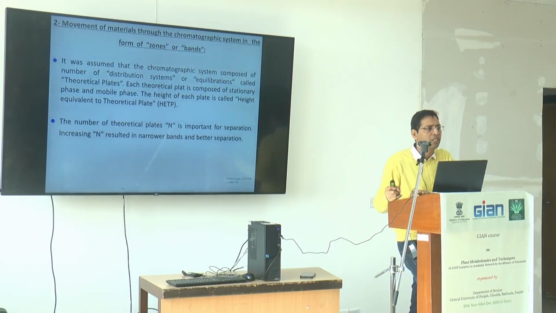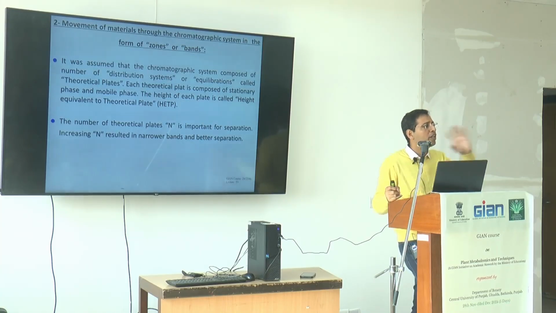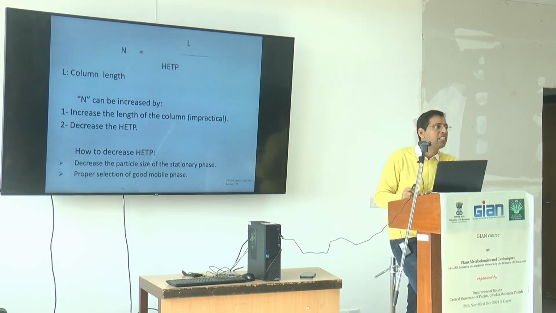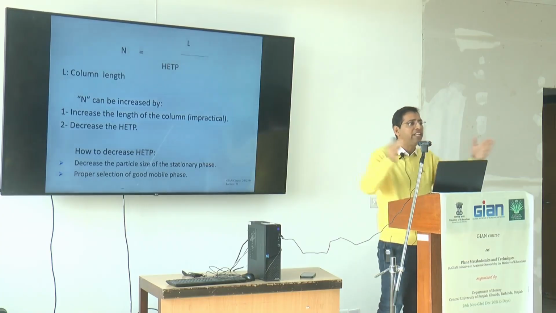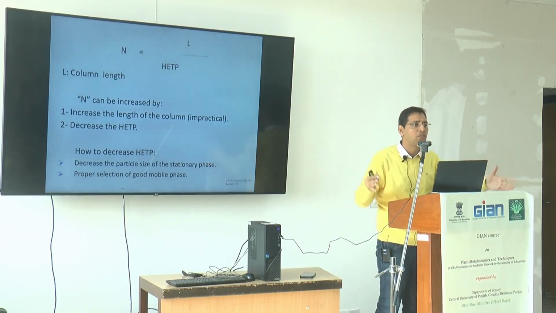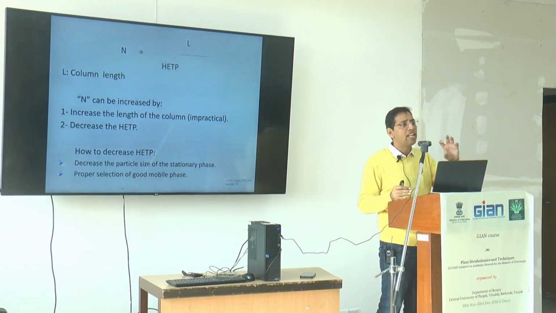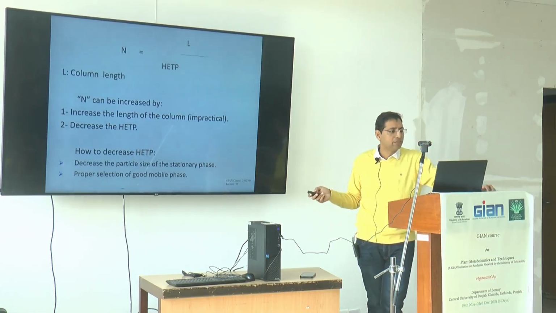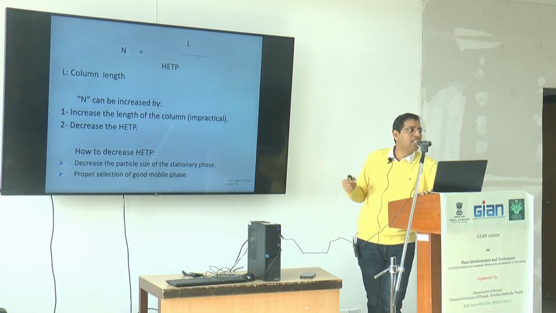More theoretical plates means better separation, because more equilibrium is established between the metabolites and the stationary phase. This can be represented by the equation N is equal to L divided by HETP, where L is the length of the column. So if you increase the length of the column, you get more plates and more equilibration happens. So length can give us a better chance to get better resolution.